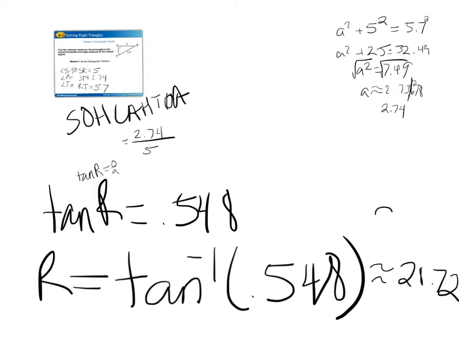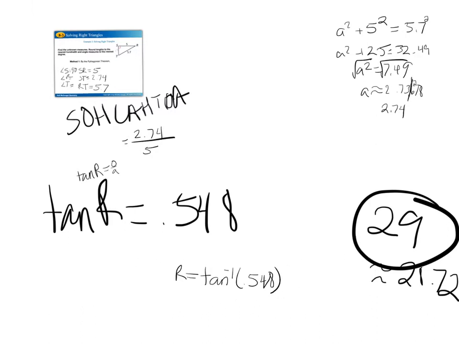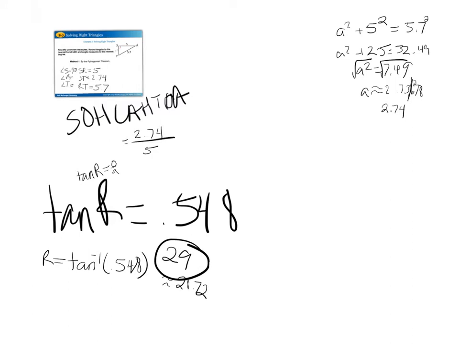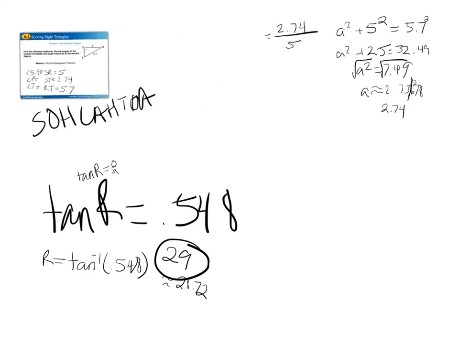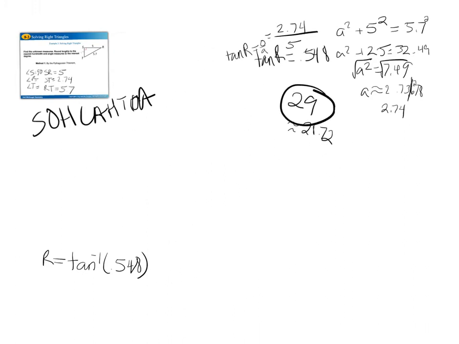So this will round up to 29. They told us to round it to the whole degree. All right, on your calculator, it is very likely that your inverse tangent is the same button as your tangent. You just have to press a second button or a shift button. So make sure that you know how to do inverse tangent of 0.548, and make sure that you get 28.722744128. And then when we round to the whole degree, we get 29.